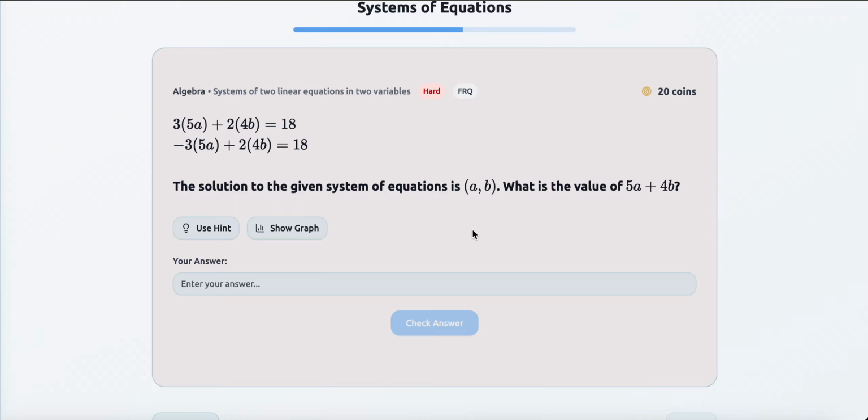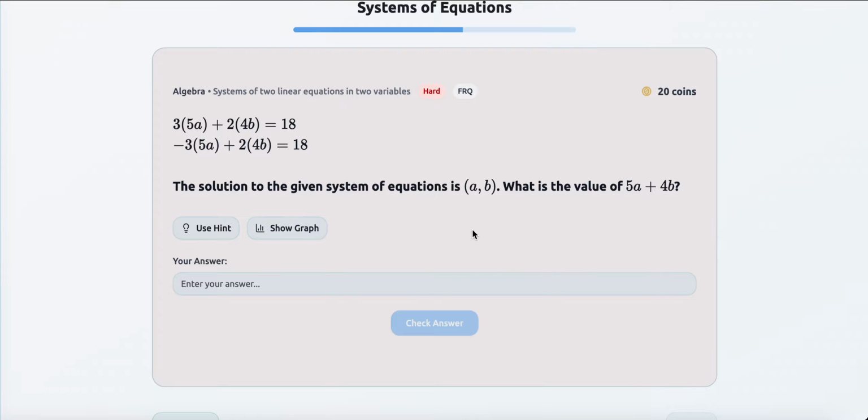Okay. This one says the solution to the given system of equations is a comma b. What is the value of 5a plus 4b? In this one, I think we can still use Desmos. The only thing is that we will have to make a small change. But first, I think it would be best if we solve this one using elimination or substitution, just so that we can see that we can also use that.